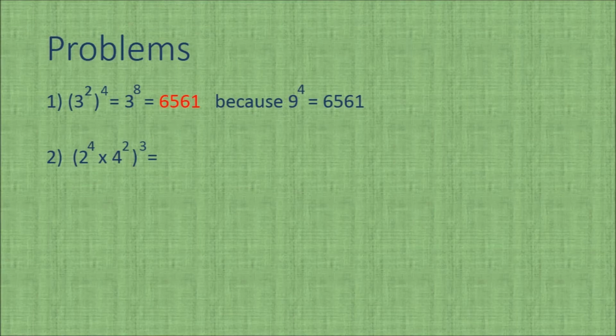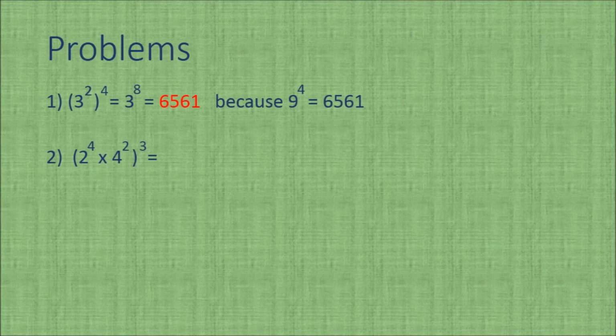Alright, so for number 2, you have 2 to the 4th times 4 squared, and that's all in parentheses, and that is all cubed, or to the 3rd. So you'd multiply the exponents, and remember these have different bases, so you cannot combine the 2 to the 4th and 4 squared. I have another video on multiplication and division of exponents, and since the bases are different, you can't combine those.